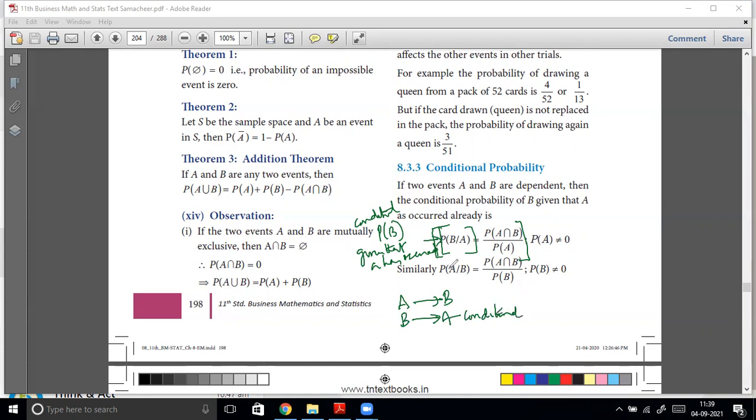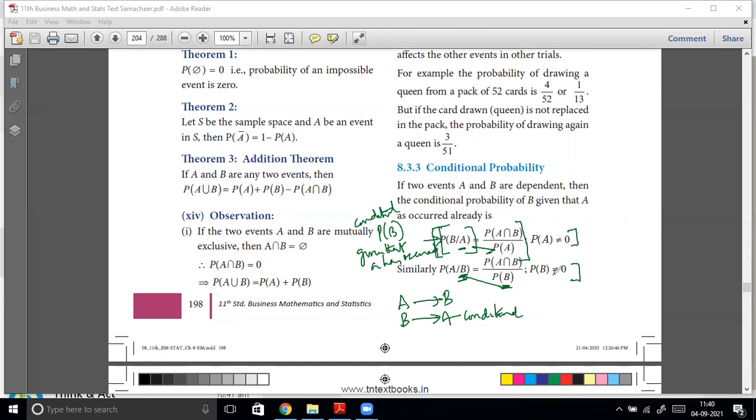So the conditional probability of A, given that B has occurred, is equal to P of A intersection B, divided by P of B. Remember, this will be at the bottom all the time. If A is at the bottom, then P of A is at the numerator. And that event must have some probability of occurring. It should not be an impossible event. For an impossible event, the formula does not hold because it becomes undefined.